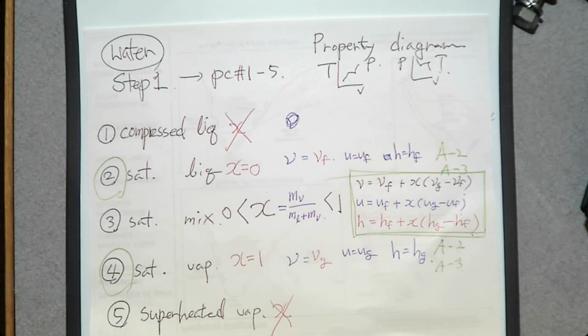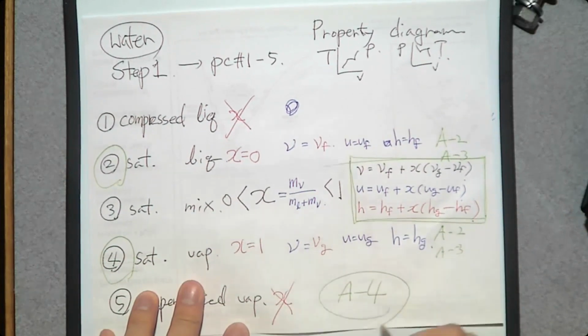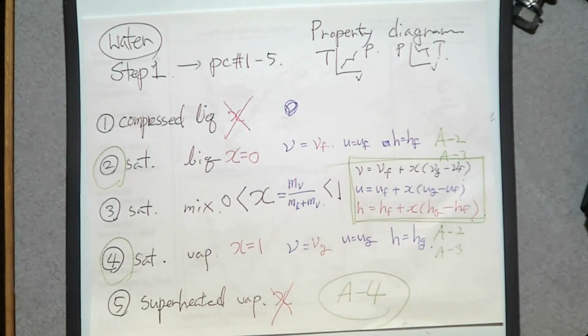Then 2, 3, 4 are done. Now we have 1 and 5. Which one first? 5 first, because 1 is a little bit complicated. If you know you have a superheated vapor, if it is water, table A4. That's it. Then let's go to table A4.